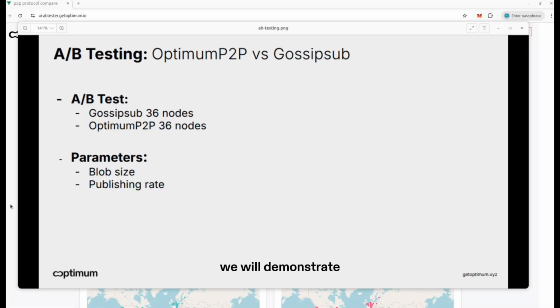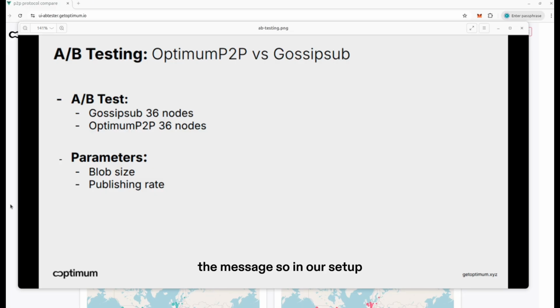In this video, we will demonstrate the relative performance of Optimum P2P against GossipSub. GossipSub is a very well-known, well-established peer-to-peer protocol for gossiping. Optimum P2P is a new protocol that does a similar function and is based on random linear network codes. The main functionality of this protocol is that you publish a message on a node and it can be subscribed to by any other node, on which you receive the message.